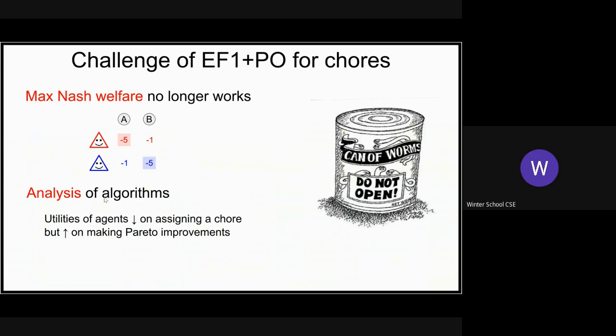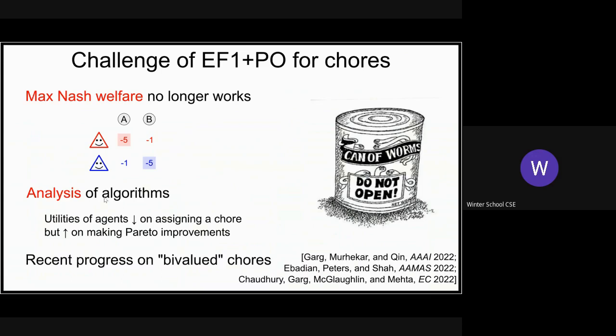Okay. And again, in terms of analysis as well, whenever you assign a chore, utilities of agents drop, right? But when you make Pareto improvements, for example, if you resolve envy cycles, the utilities increase. So again, these are conflicting objectives, and it's not clear how you can do potential arguments and such. But that said, there has been some recent progress on some restricted settings called the bi-value settings, where the valuation matrix has only 2 different numbers. There we can actually say that an EF1 and PO allocation always exists.